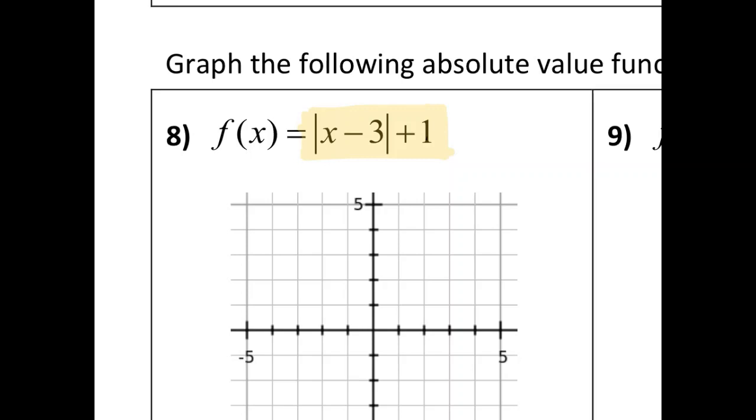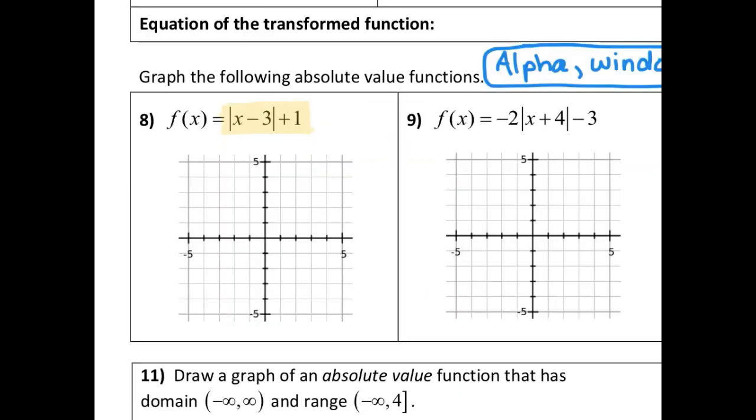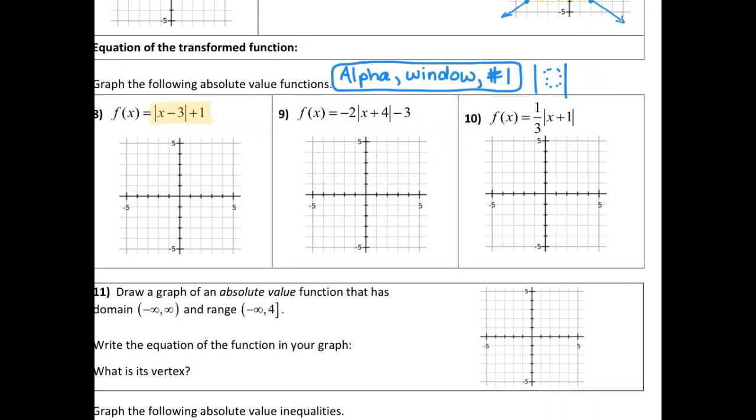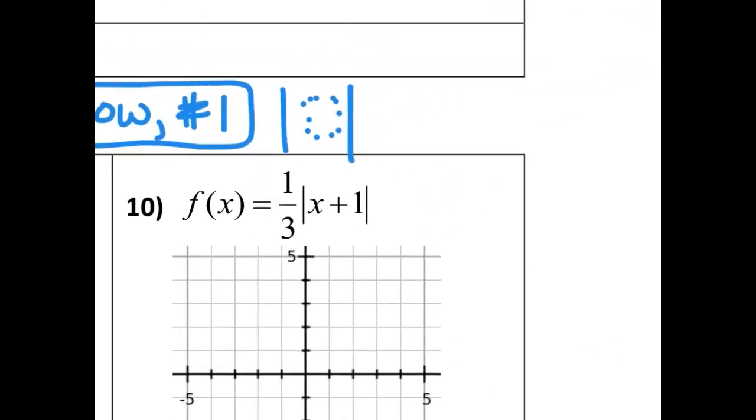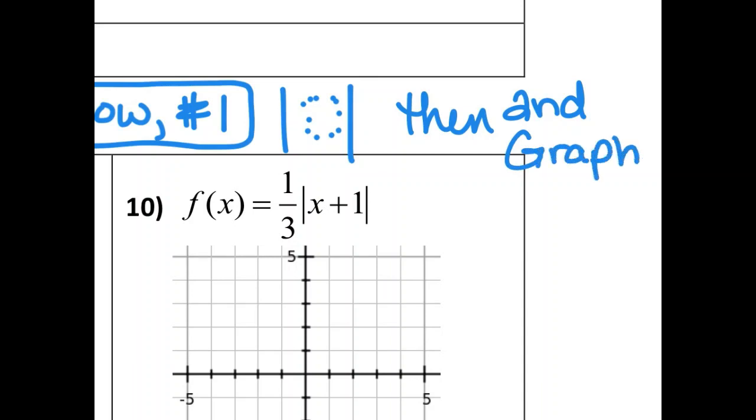One more note about the graphing calculator: if you're not sure what points to graph, after you've done alpha window 1 and typed your equation into the y equals screen, then you want to do second graph. And second graph gives you a table of x and y values so that you can graph the points of the graph.